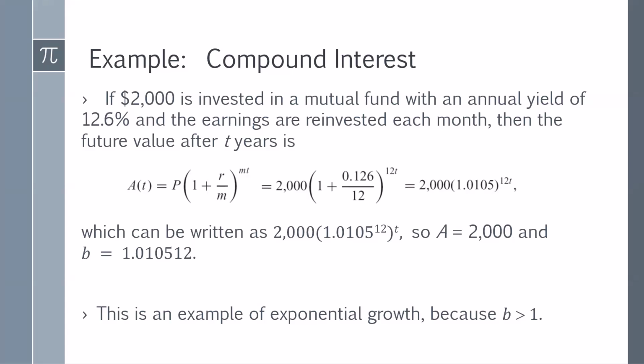So we've got an exponential equation of the form 2,000 times 1.0105 to the power of 12t. So here a equals 2,000 and b equals 1.0105 to the 12.